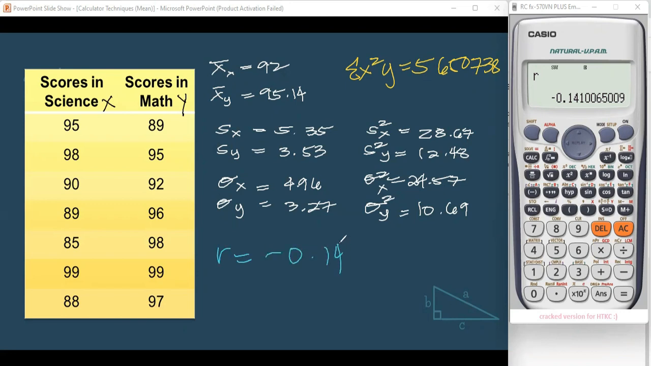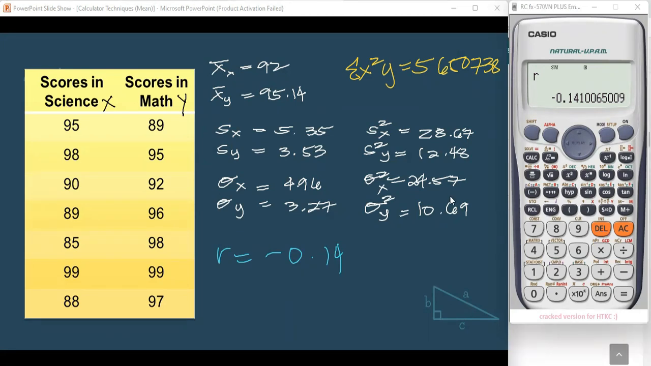At paano po natin yan i-interpret? Since negative po siya, ibig sabihin po, this is a negative correlation. Meaning to say, as the scores in science increases, the scores in math decreases, or vice versa. As the scores in science decreases, the scores in math increases.